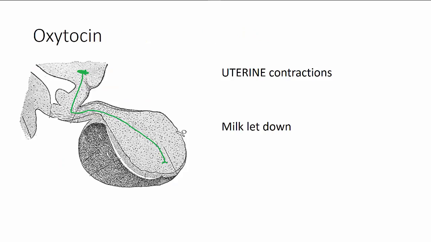So let's move on now and talk about oxytocin, the second hormone made in the hypothalamus, stored in the posterior pituitary, and released as needed when a nerve impulse from the hypothalamus triggers its release. Oxytocin has 2 effects, well really 3, but the main 2 are uterine contractions and something called milk letdown.